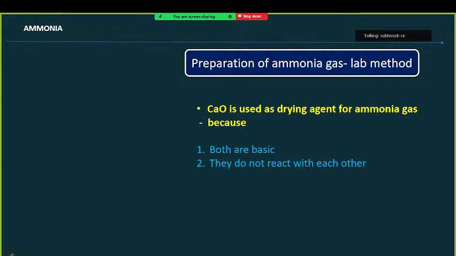Why is calcium oxide used as a drying agent? Because calcium oxide is cheap, and the most important fact is that calcium oxide is basic and ammonia is basic. Both are basic, and that's why they do not react with each other, and that's why we use calcium oxide as a drying agent of ammonia gas.